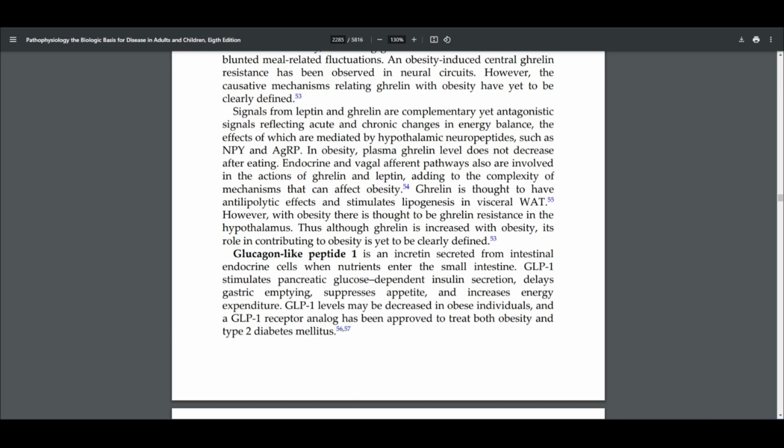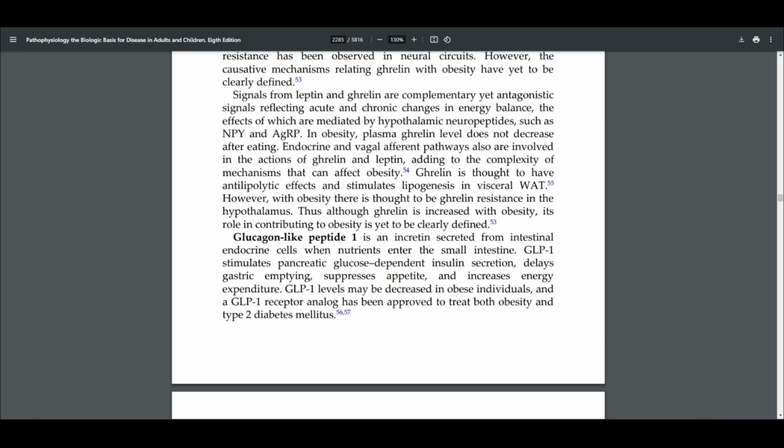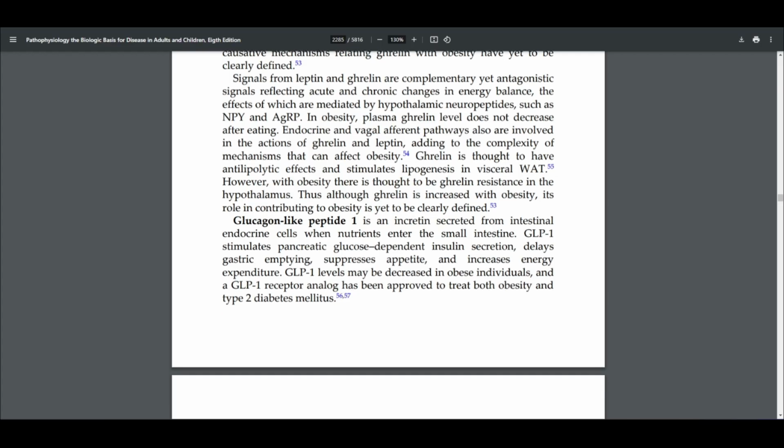Signals from leptin and ghrelin are complementary, yet antagonistic, signals reflecting acute and chronic changes in energy balance, the effects of which are mediated by hypothalamic neuropeptides such as NPY and AgRP. In obesity, plasma ghrelin level does not decrease after eating. Endocrine and vagal afferent pathways also are involved in the action of ghrelin and leptin, adding to the complexity of mechanisms that can affect obesity.